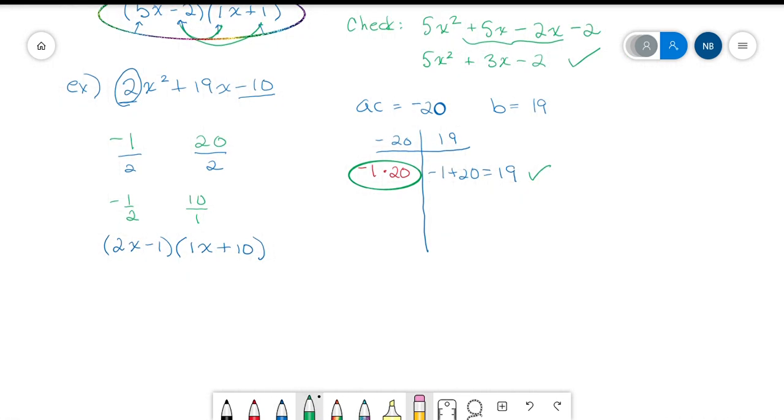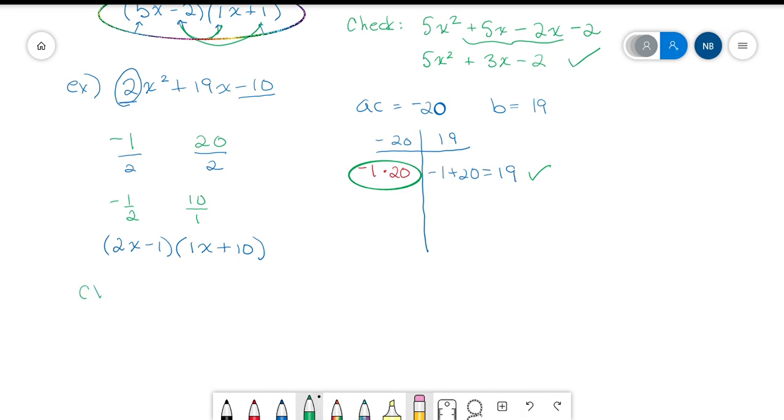We're going to check our answer by foiling, and I don't know why that happens, nor do I know how to get rid of it. Okay, there we go. Let's try that again.